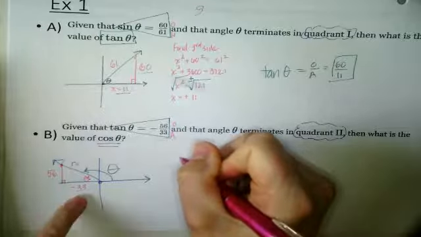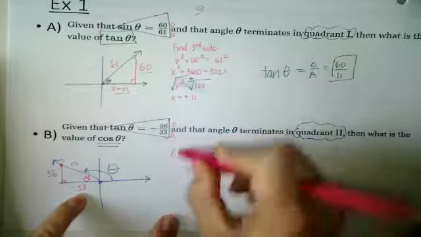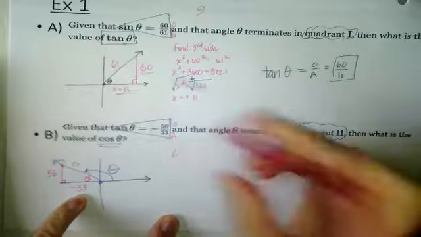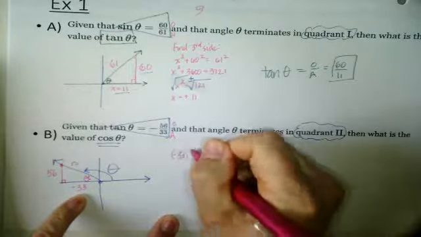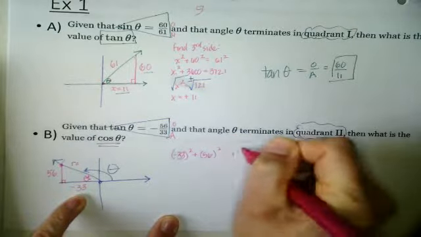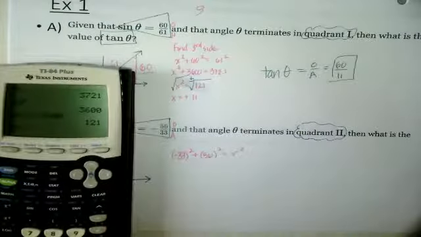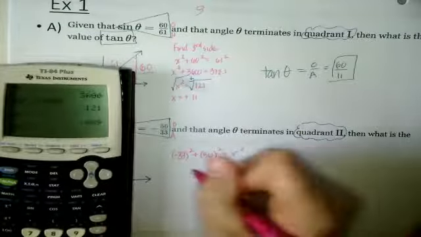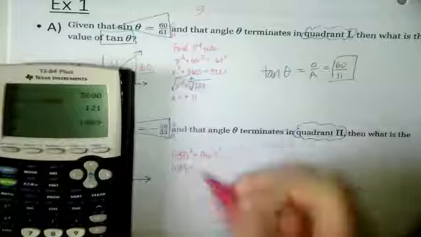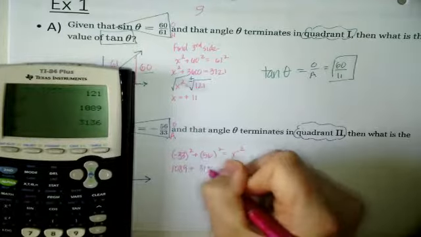All right, leg squared. Negative 33 quantity squared plus 56 squared equals our radius squared. Oh, these are big numbers. Definitely need a calculator here. 33 squared is 1089. 56 squared is 3136.